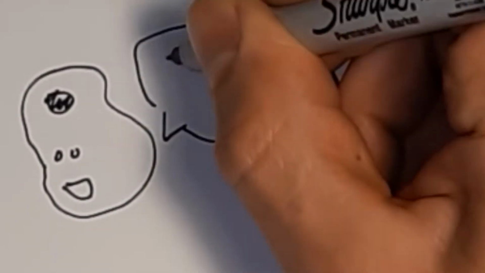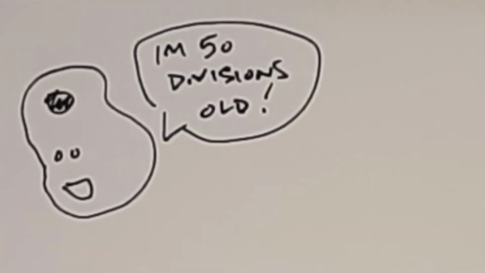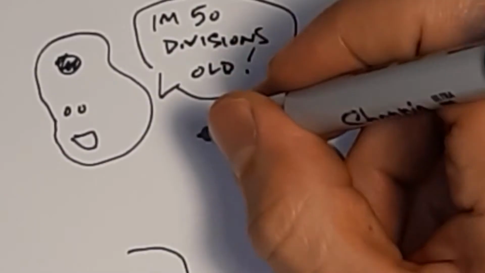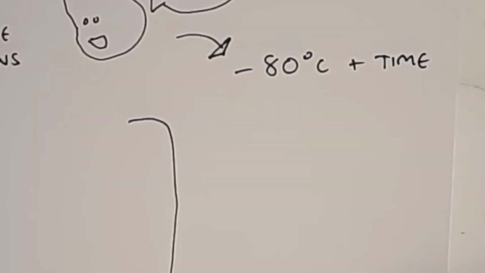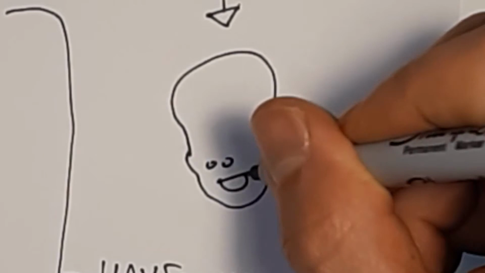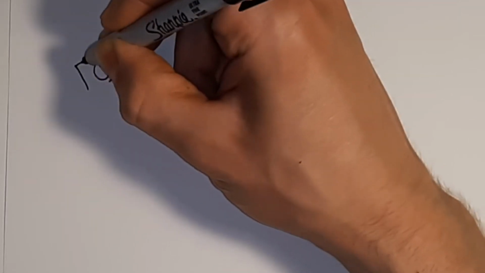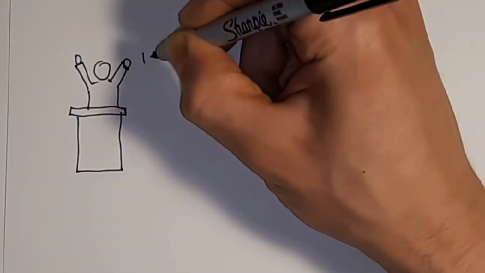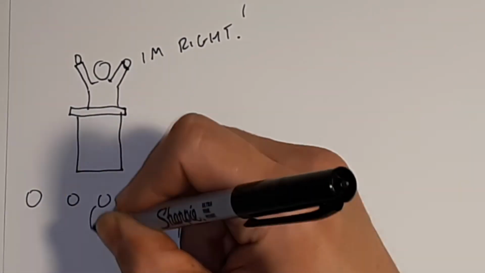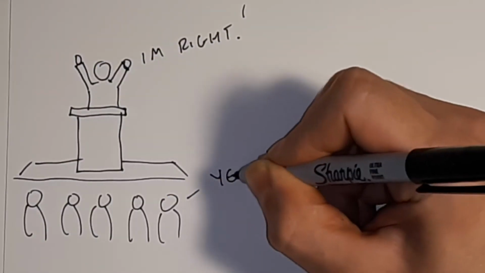This maximum division limit was fairly predictable, plus or minus 10 divisions. Even after freezing the cells at minus 80 Celsius, then regrowing them, cells remembered which division they left off at. These observations led Hayflick to propose the presence of a molecular clock that influenced the number of divisions.